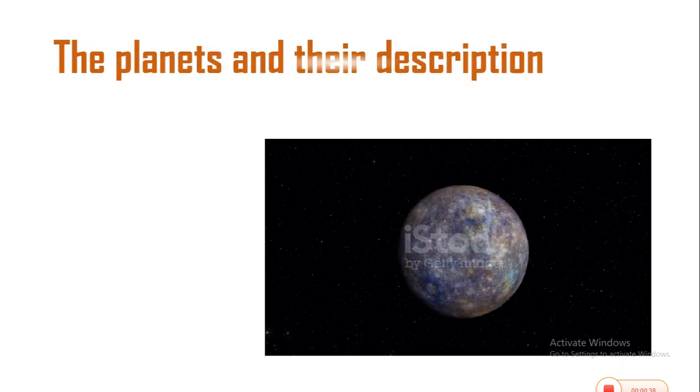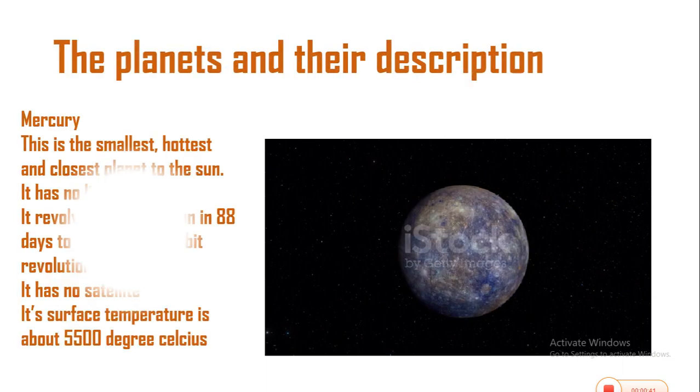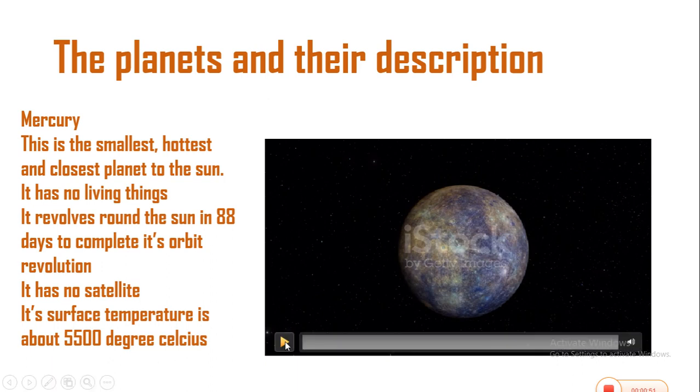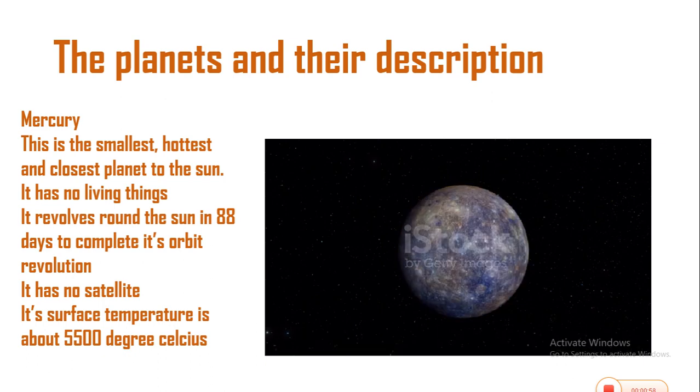The first planet we are going to be considering is Mercury. Mercury is the smallest, the hottest, and the closest planet to the Sun. It has no living thing. It revolves around the Sun in 88 days to complete its orbit revolution. It has no satellites. Its surface temperature is about 5,500 degrees Celsius.